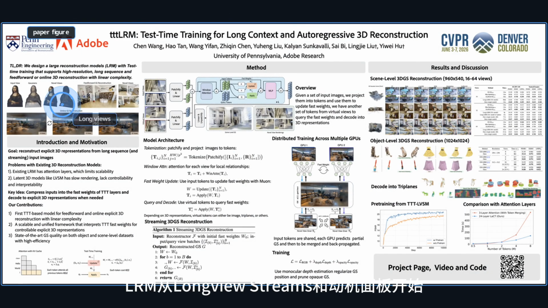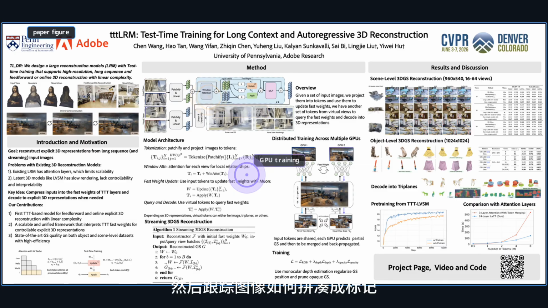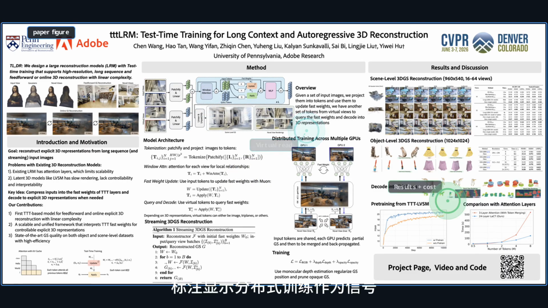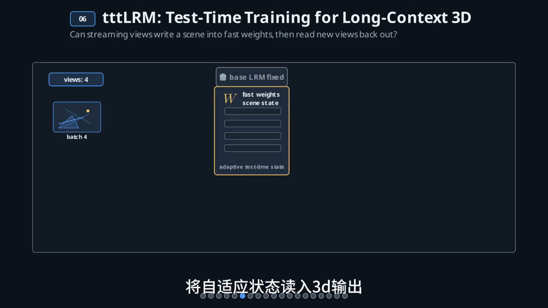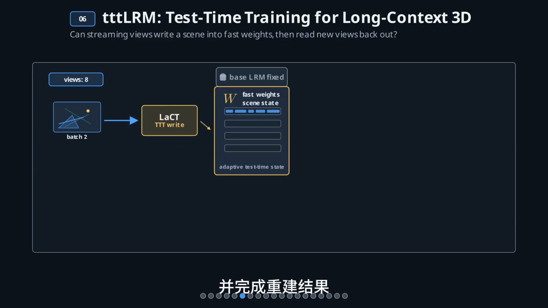TTT-LRM starts at the Long-view Streams and Motivation panel, then tracks how images are patchified into tokens that write compact information into fast weights. The callouts show distributed training as the signal that makes this state useful, then follow virtual views reading the adaptive state into 3D outputs, and finish on reconstruction results plus the attention cost comparison.